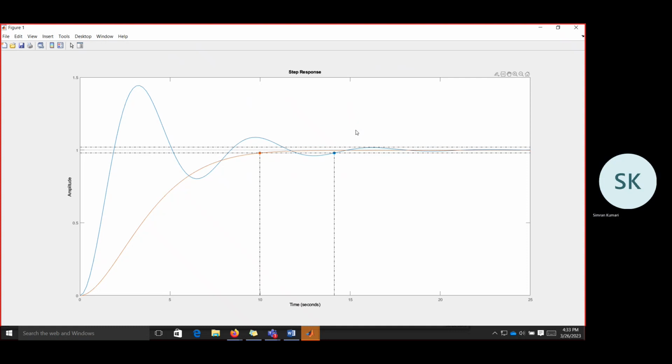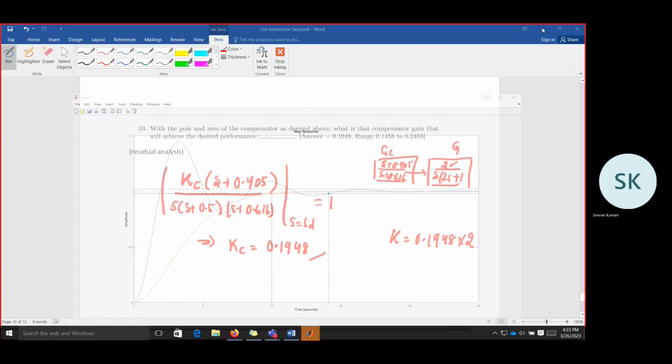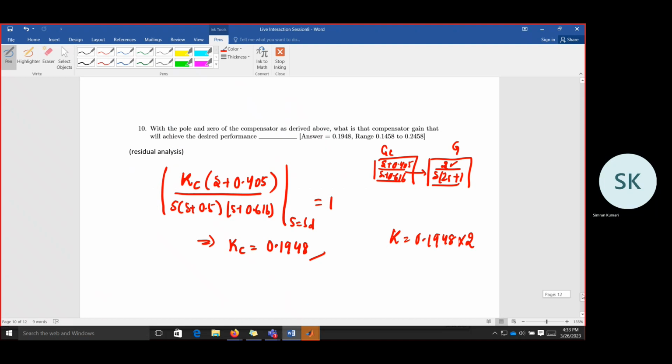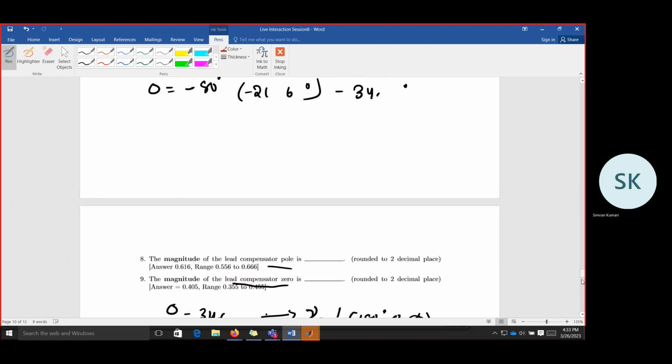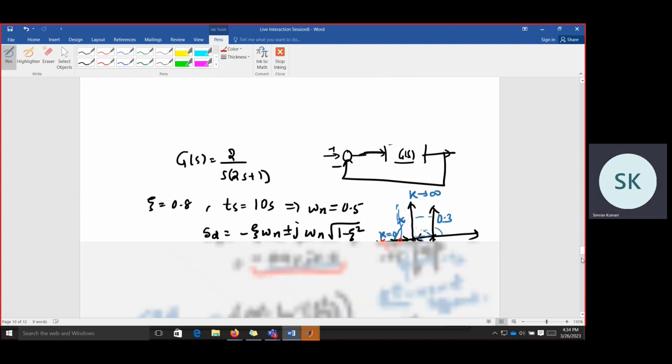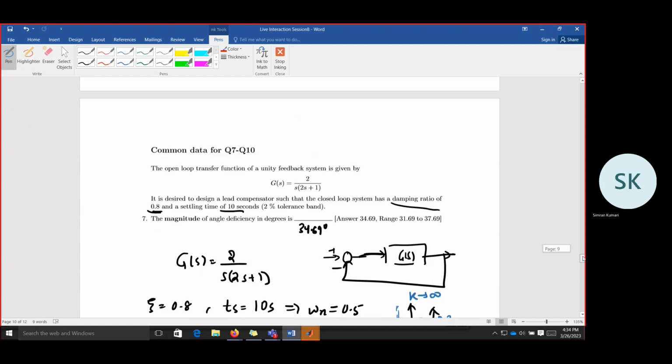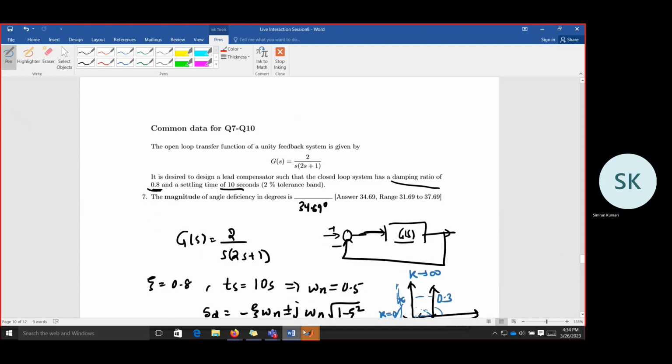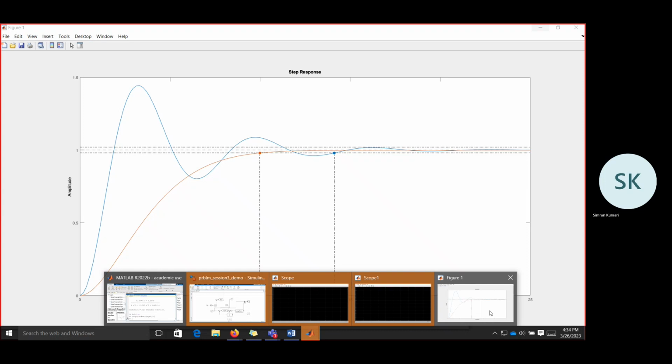What is it for this uncompensated system, that is the blue one? It's approximately 14.1 seconds. For compensated, it's 9.98. What was expected? We expected Ts to be approximately 10 seconds, no? 10 seconds. And this damping of 0.8.